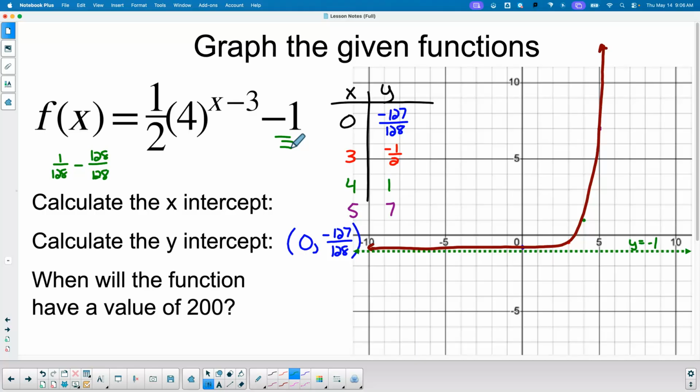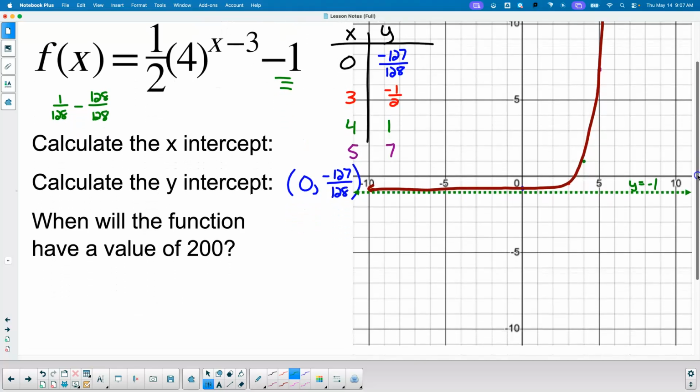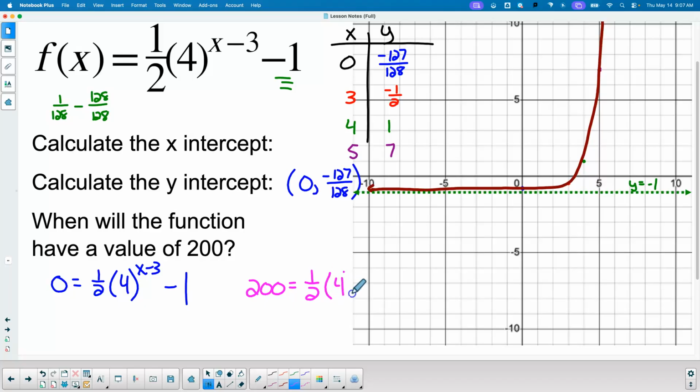Two things left to calculate. We want to calculate the x-intercept. That is where y is equal to 0. So I would need to solve the function 0 equals 1/2 times 4 to the x minus 3 power, then minus 1. And I need to know where that function is 200. So likewise, same thing, solving that function.